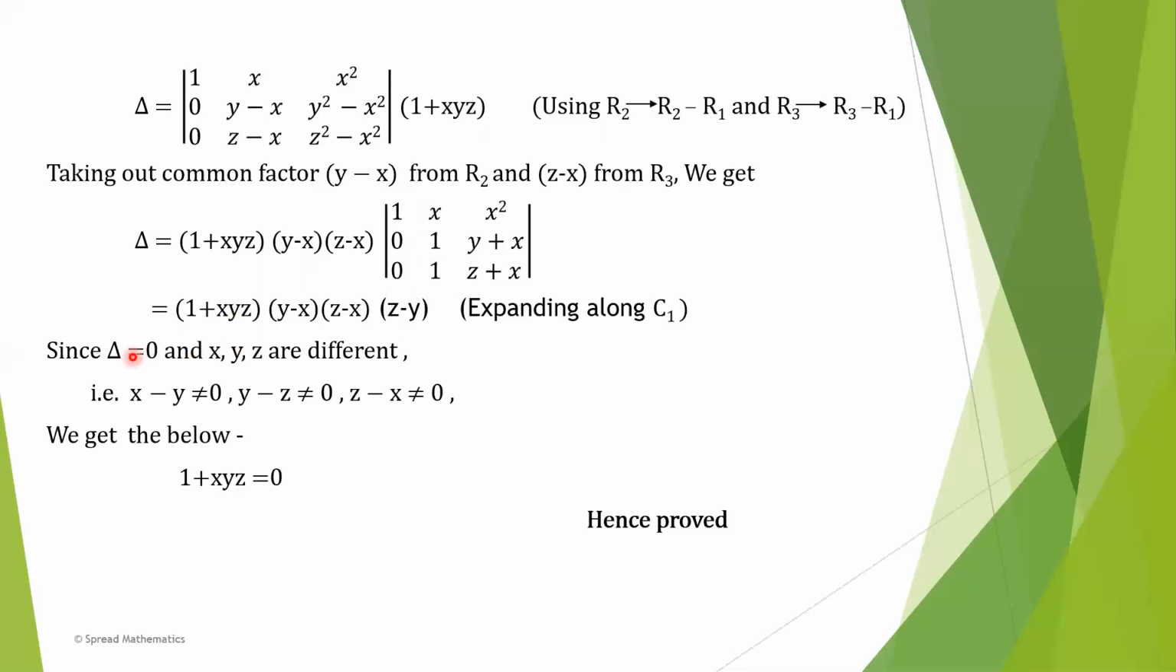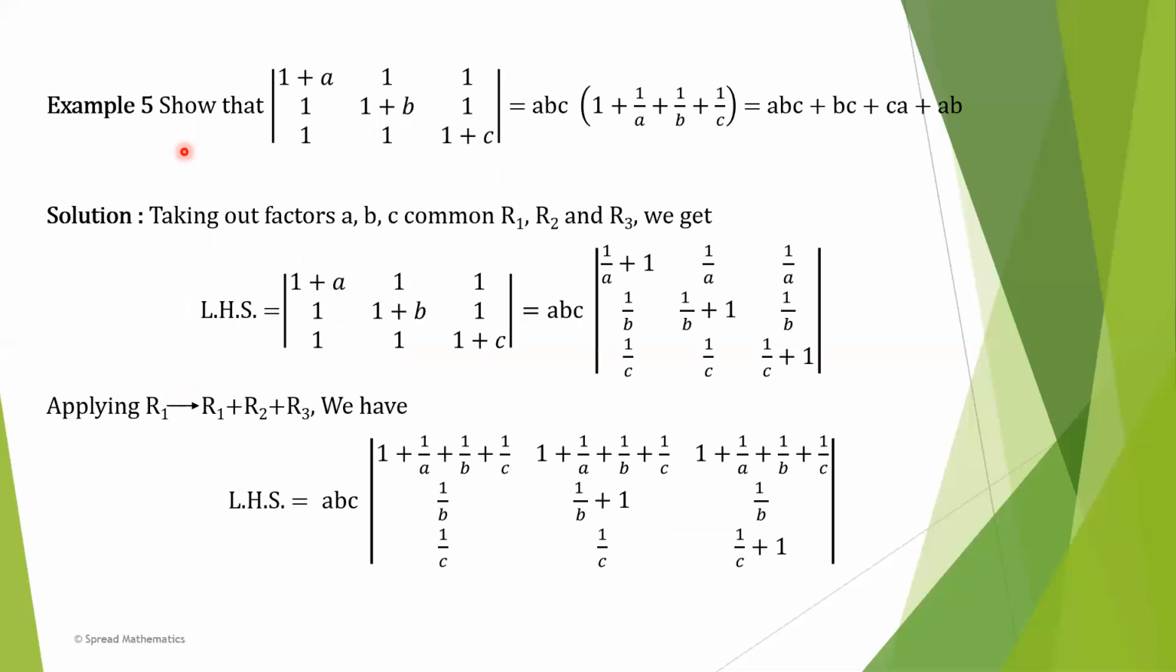According to the question, delta is 0. Means 1 plus xyz times y minus x times z minus x times z minus y are 0. But x, y, z are different. So x minus y will not be equal 0. Y minus z will not be 0. Z minus x will not be 0. Then 1 plus x, y, z will be 0. Hence proved our example.